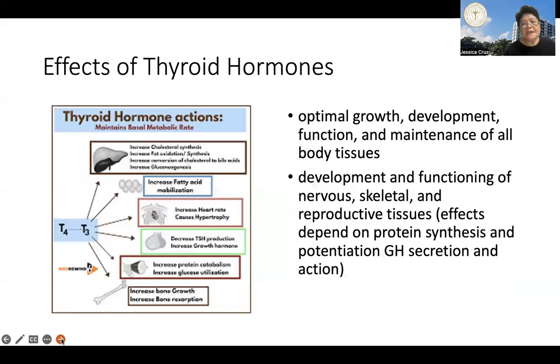Okay. Now, thyroid hormones, as we know, are very important for the optimum growth and development of the individual. It's also essential for the maintenance of a lot of cellular processes that are important in life.